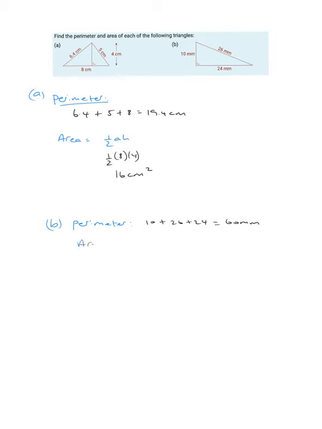And then for the area, write down the formula again, it's a half of AH. So in this case, it is a half. The base is 24 and the height is 10. So that gives me 120 millimetres, and area is always squared.